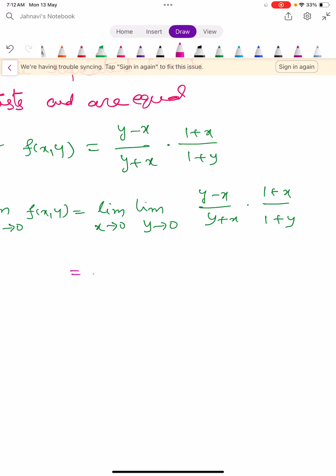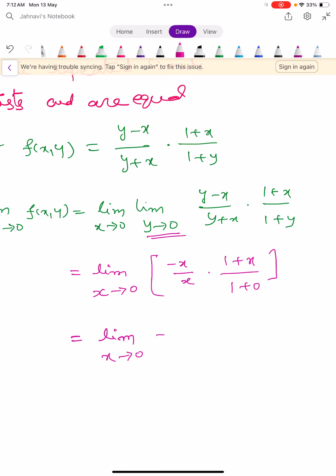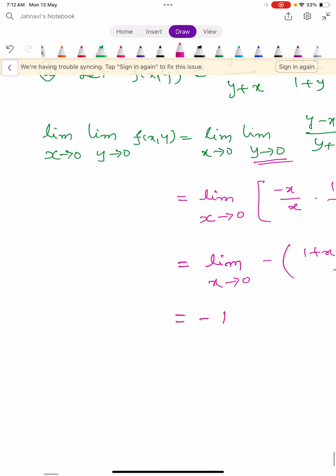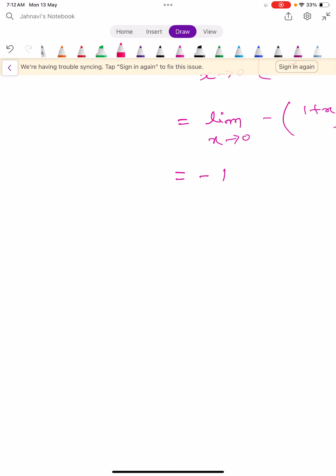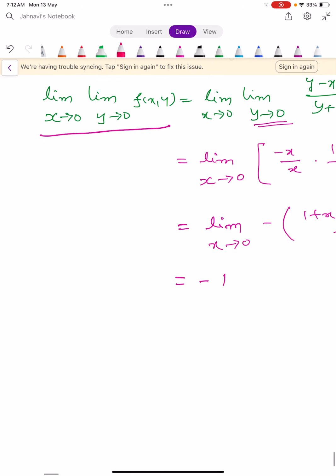As you apply limit y tends to 0, you get limit x tends to 0 of minus x by plus x into (1 plus x) by (1 plus 0). So you simply get limit x tends to 0 of minus (1 plus x). As x tends to 0, you get minus 1. This is the order: limit x tends to 0, limit y tends to 0, f of x comma y is equal to minus 1.